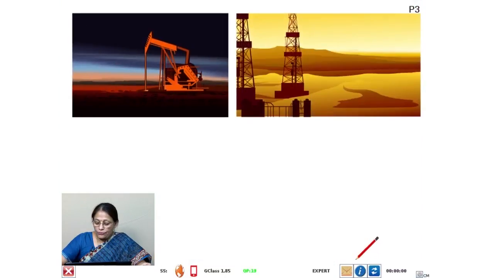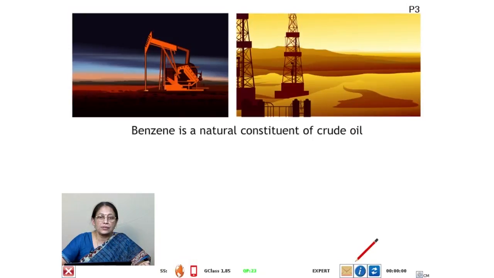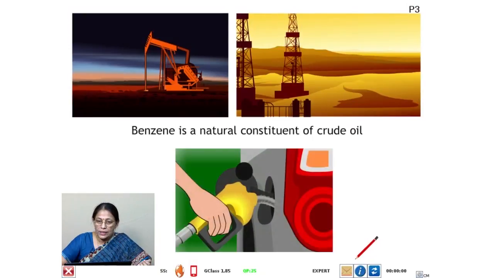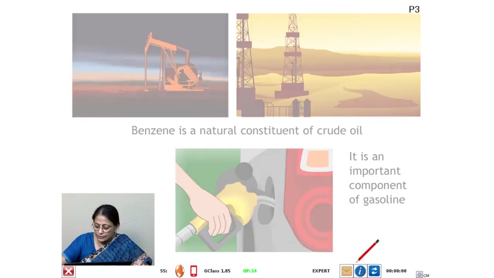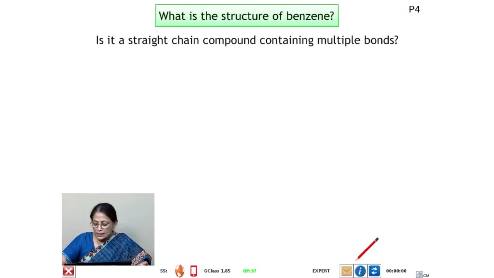Now, where is it available? What is the source of benzene? This is a constituent of crude oil, and how is it important to us? It is an important component of gasoline. We use it as a fuel, and in some cases it is used as a solvent as well in the laboratories. Now, what is the structure of benzene?